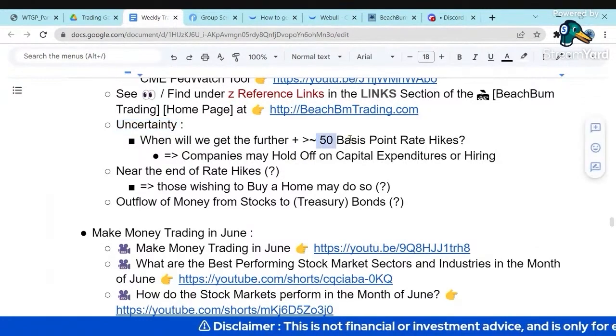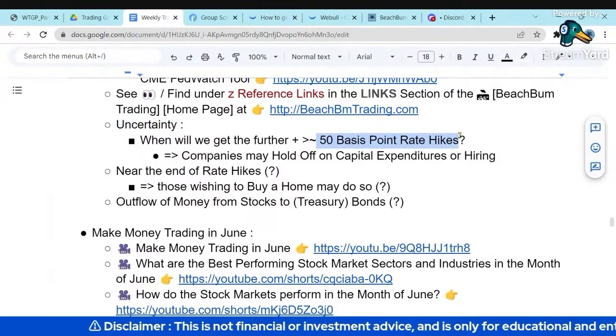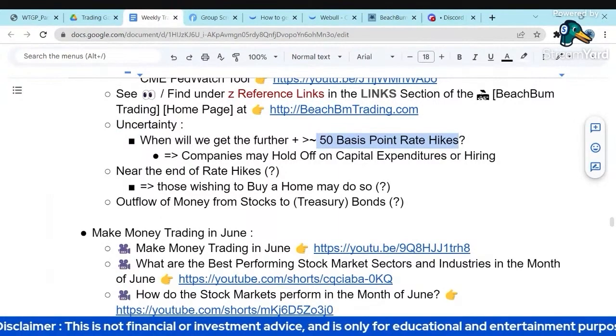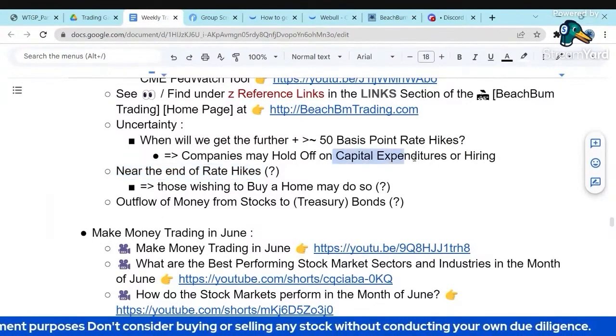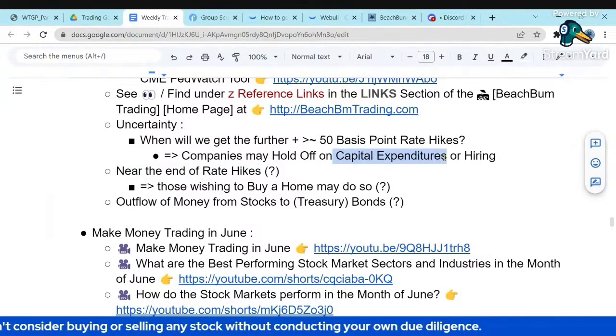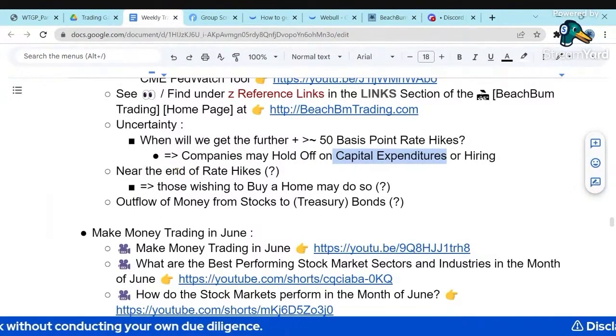Now, again, they did tell us, by the end of the year, we expect interest rates to only be 50 basis points higher. So we kind of think we're near the end of rate hikes. So if that 50 basis points isn't going to make a significant difference in the cost of some capital expenditure, a company might go ahead and do it. Same way with your consumer.